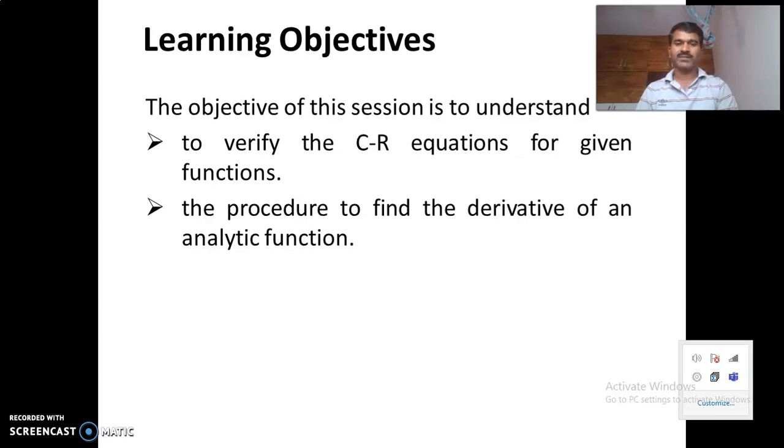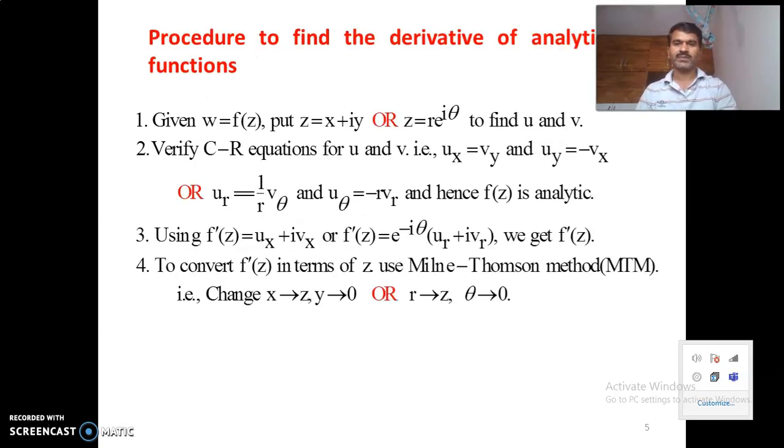In this lecture, the objective is to understand how to verify the Cauchy-Riemann equations for given problems, and also the procedure to find the derivative of an analytic function. So whatever the given function, you can verify the CR equations and also find the derivative of that given function. And what is the procedure to find the derivative of an analytic function?